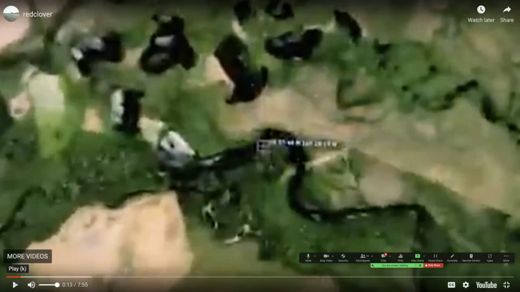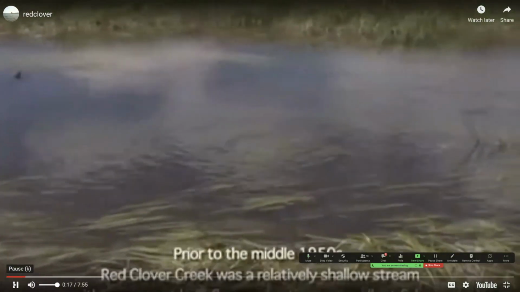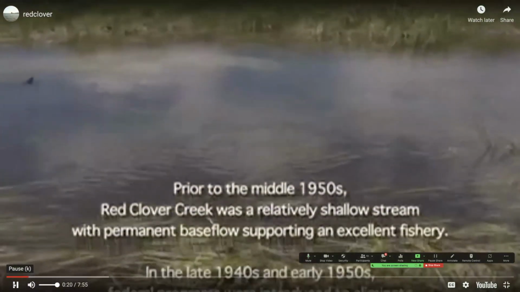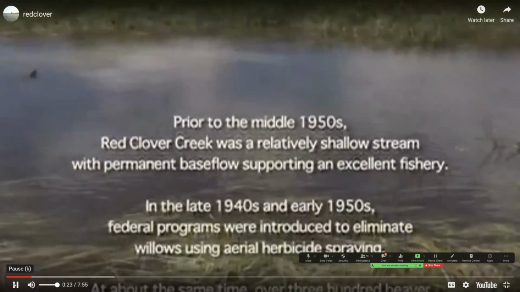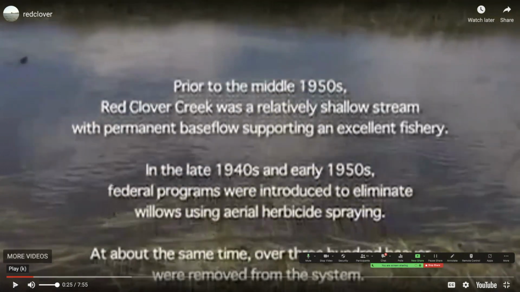Right there, Google Earth tells us where exactly Red Clover Creek is. Red Clover Creek was a relatively shallow stream with permanent baseflow and supporting an excellent fishery. In the late 1940s and early 50s, federal programs were introduced to eliminate willows using aerial herbicide spraying. What? The willows are the riparian vegetation. But the federal programs at the time presumably didn't know anything about riparian vegetation.